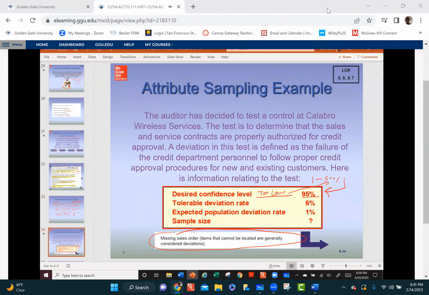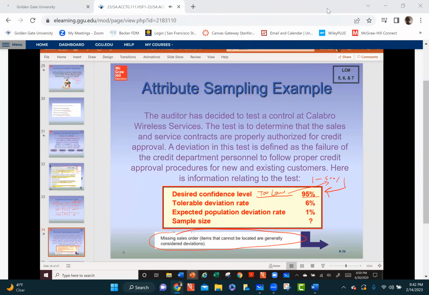All right, so let's just go ahead and let's take a look at this example, okay? And in this example, we have a desired confidence level of 95%. Again, this translates into a 5% risk of assessing control risk too low. So you take 1 minus 5%, that's how you get the 95%. Okay, so 5% risk of assessing control risk too low equals the 95% confidence level. Okay, tolerable deviation rate is 6%, expected deviation is 1%, and they want us to determine the sample size.